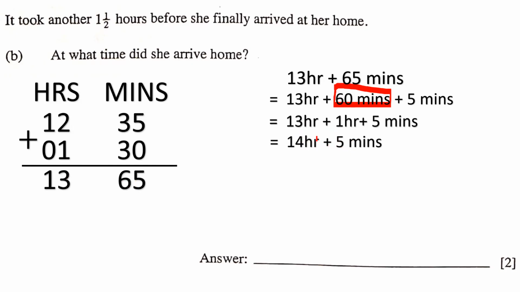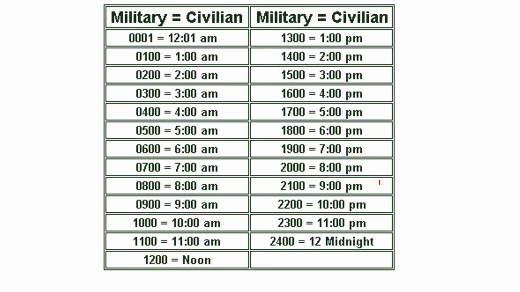But what is 14 hours and 5 minutes in terms of our actual time? Well, 14:05 is actually 2:05. So in army time or military time, 14 hours is 2 o'clock. So 14:05 is going to be 2:05 p.m. And so she arrived home at 2:05 p.m. That's the time that she arrived home. And just to give you a chart between military time and civilian time, we see that 14 hours is actually 2 o'clock p.m. So 14:05 is 2:05 p.m.